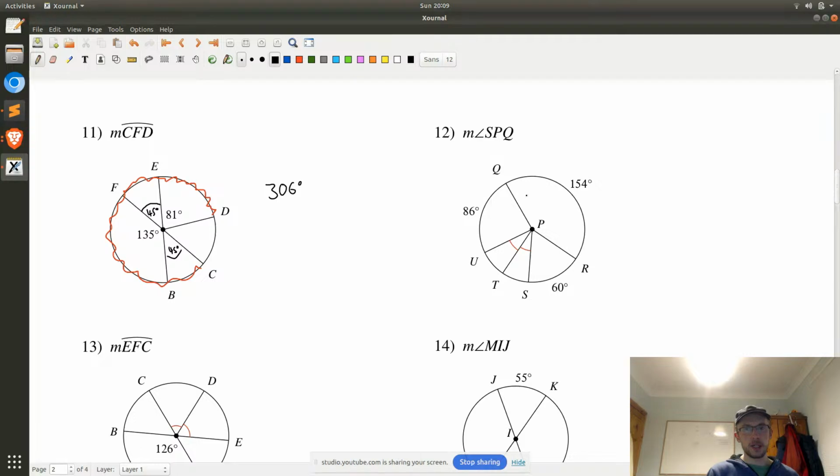Now find the measure of angle SPQ. So if we go in this direction, again, this is why I believe that having explicit and dogmatic conventions is good, because I can't actually tell what angle they're talking about. But anyway, if we go clockwise, let's see what we can do.